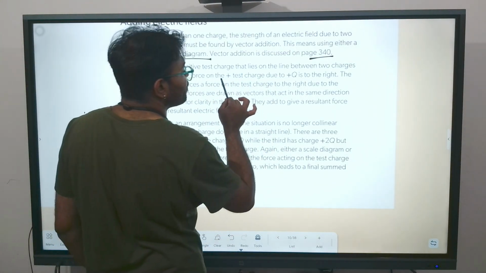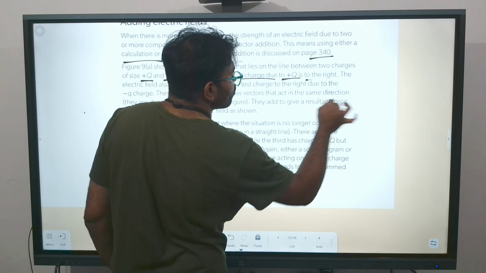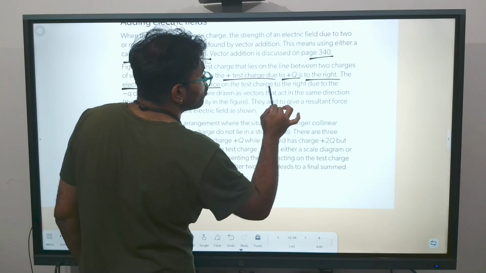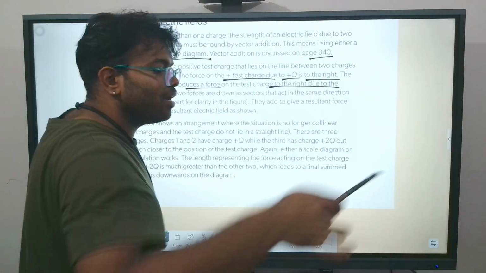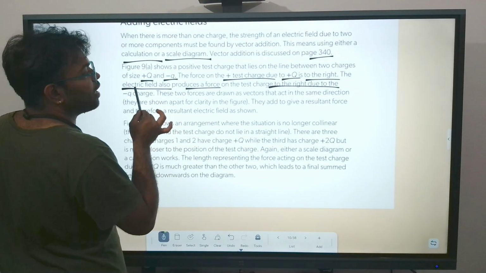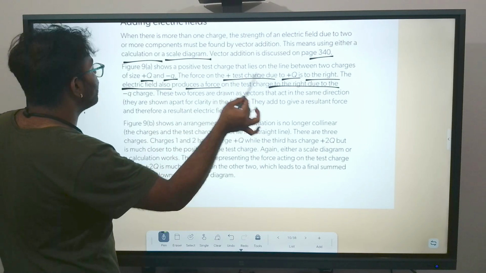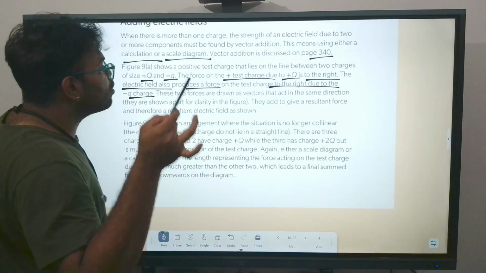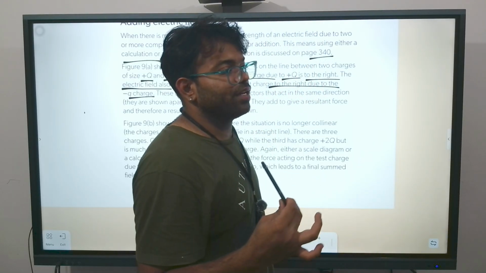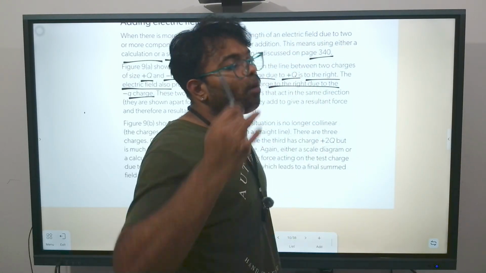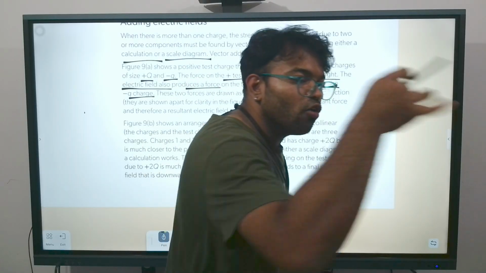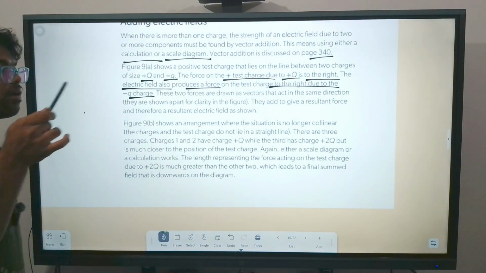The force on the positive test charge due to plus q is to the right. The electric field also produces a force on the test charge to the right. So the field is also to the right, the force is also to the right. Now, the force produced on the test charge due to the minus q is also to the right. So the positive charge q is producing a field to the right, and the negative charge q is also producing a field to the right. Both of them are on the right.